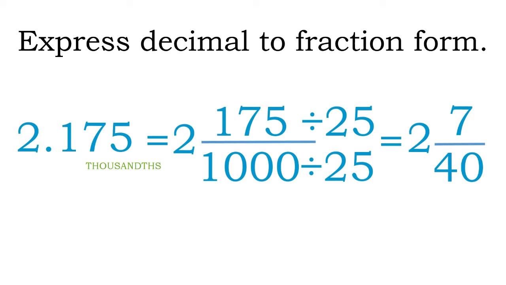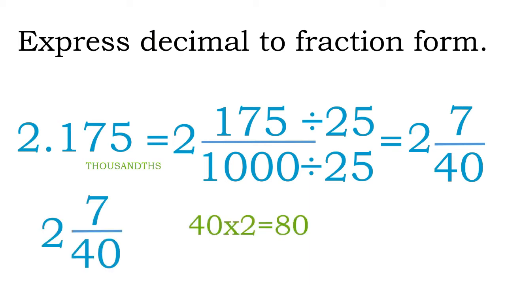However, in some instances, we are asked to change it to an improper fraction. So let's change 2 and 7 over 40 to an improper fraction. To do that, we have to multiply the denominator by the whole number, that is 40 times 2 equals 80. Next, add the answer to the numerator, which is 7, that is 87. Write the answer, then copy the denominator of your mixed fraction, which is 40.